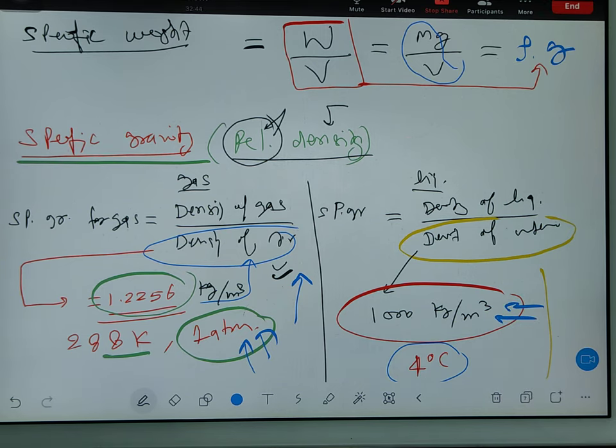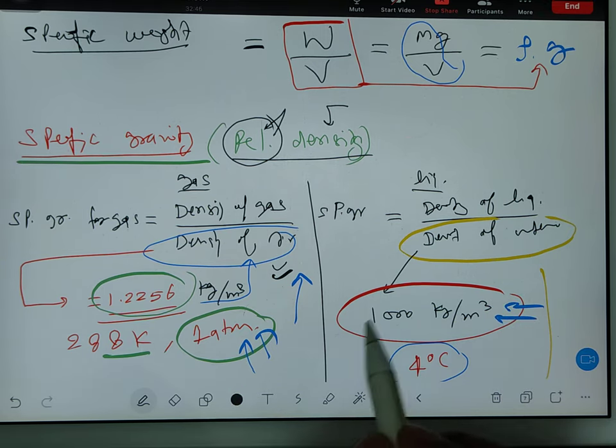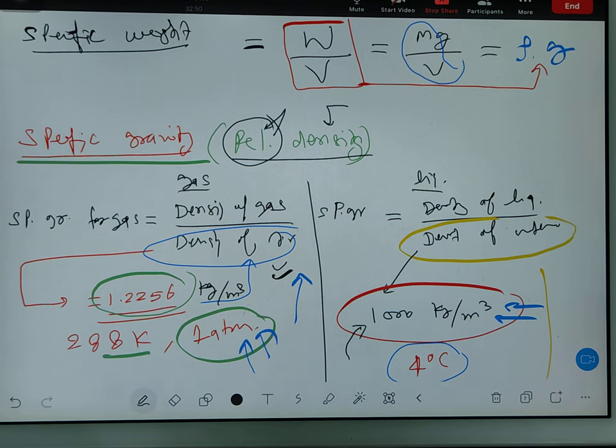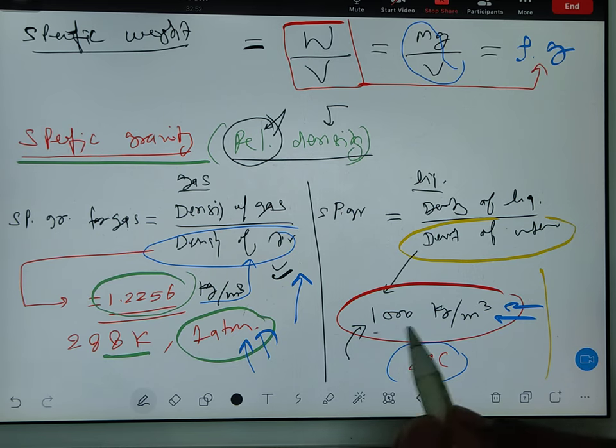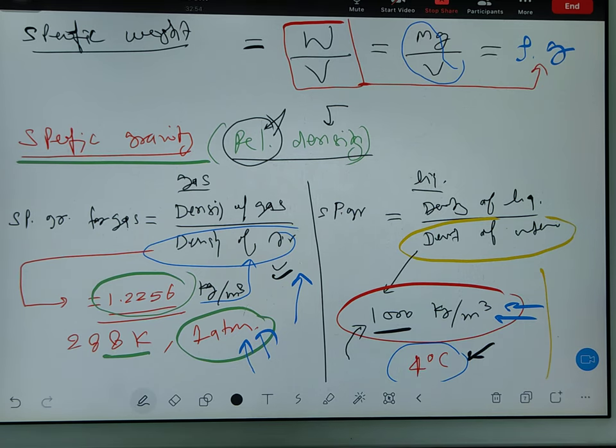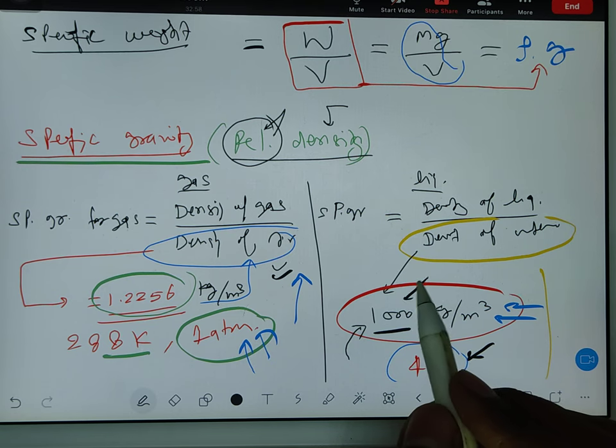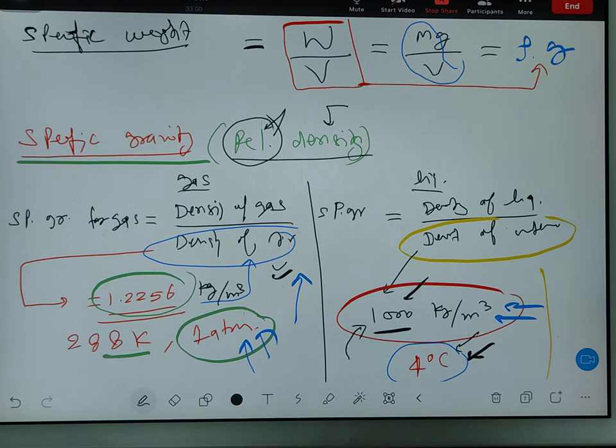I hope it's clear. So if someone is asking what is the density of water, then you should say density of water is 1000 kg per meter cube at 4 degrees Celsius. Or if you are saying 1000, it means by default he or she is aware of the 4 degrees Celsius, right? Now here we will do one small problem.